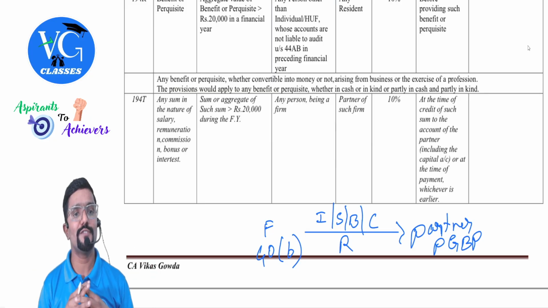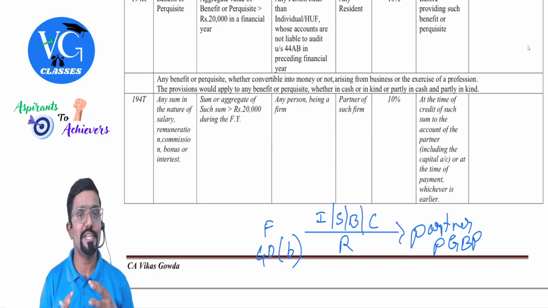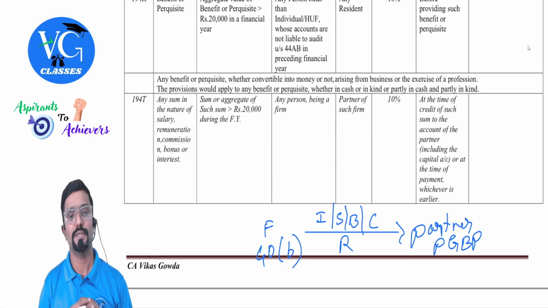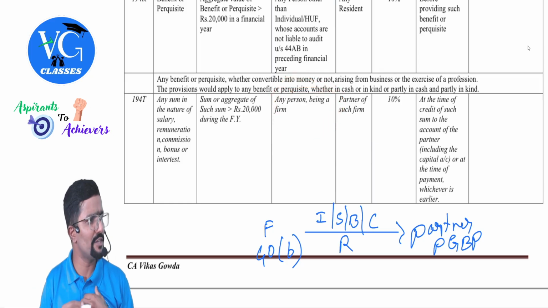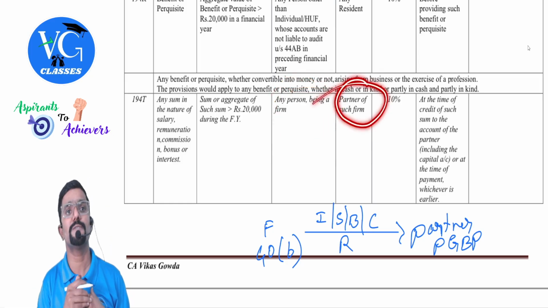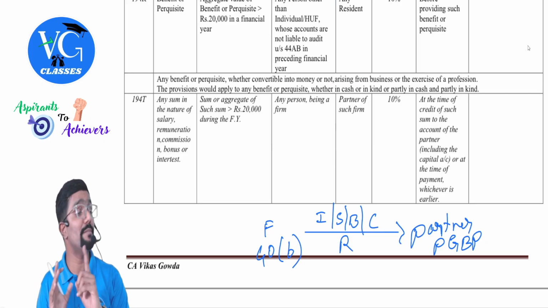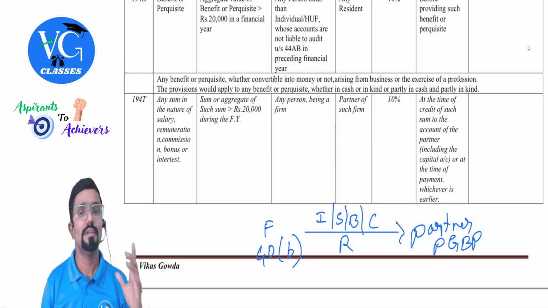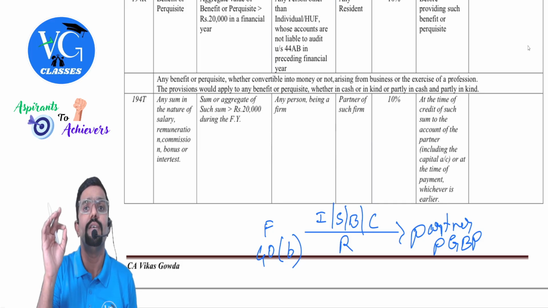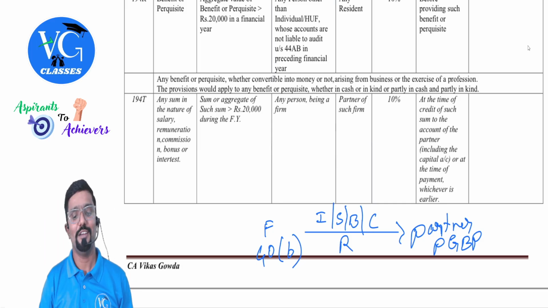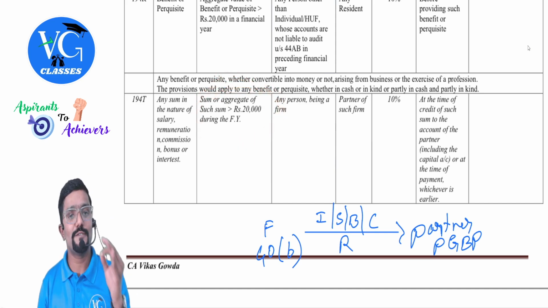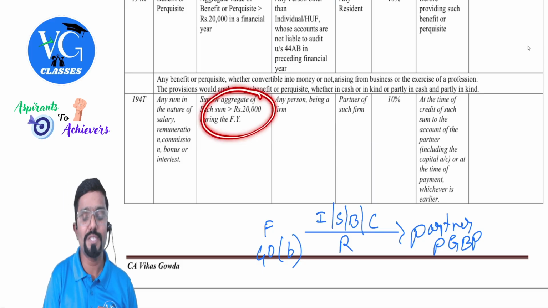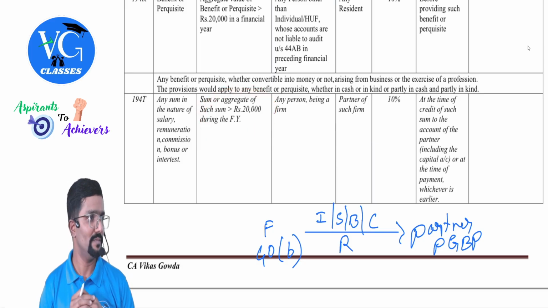Any sum in the nature of salary, remuneration, commission, bonus, or interest. Who is paying to whom? Any person being a firm, that is a partnership firm. To whom? Partner of such firm. Not life partner. I am not talking about life partner. Correct. What is the threshold limit? Sum or aggregate of such sum more than 20,000 during the financial year.